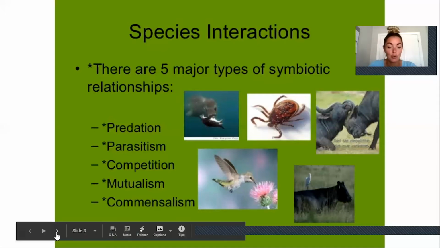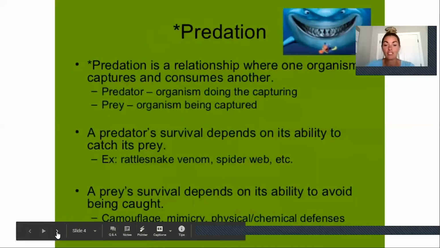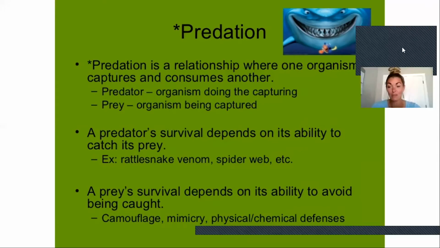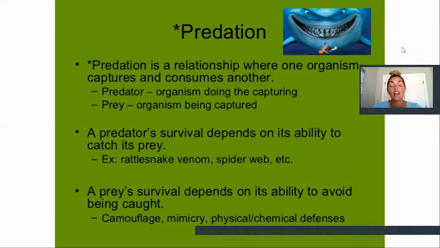Okay, let's go on. All right, very first one is predation. It is the relationship where one organism captures and consumes another. So predator, which is predation, half of that. Predator is an organism doing the capturing, and the prey is an organism being captured. So our picture up there is a good example of a shark going after a fish. Is the fish gonna win? Nope. Is the shark gonna win? Yes. A predator's survival depends on its ability to catch its prey.